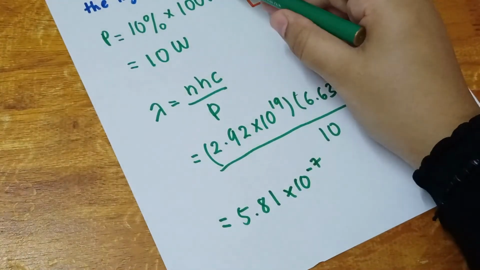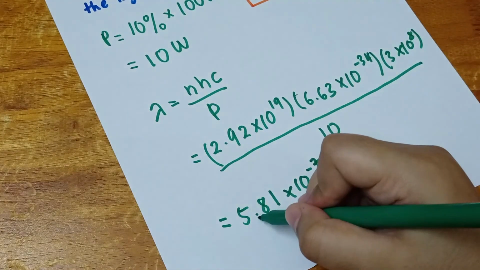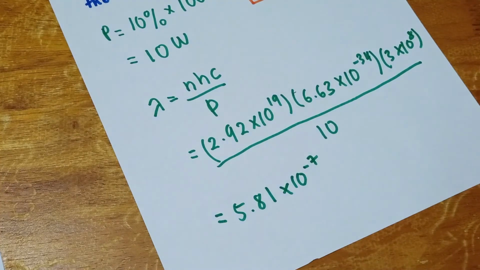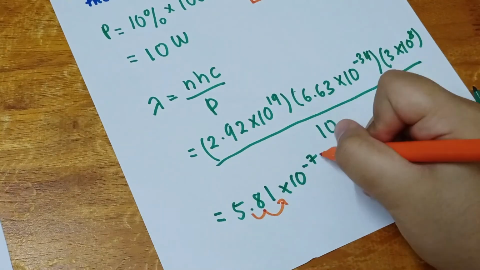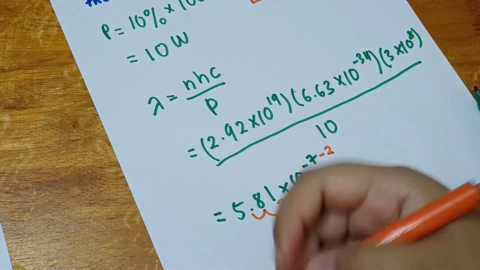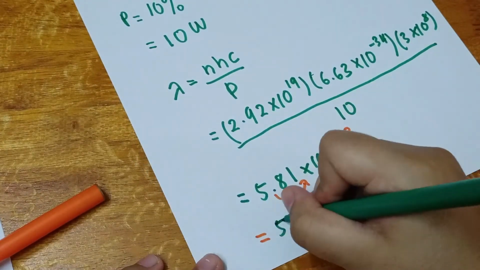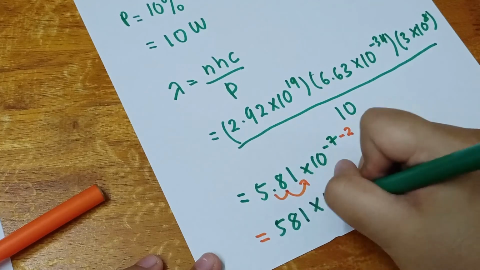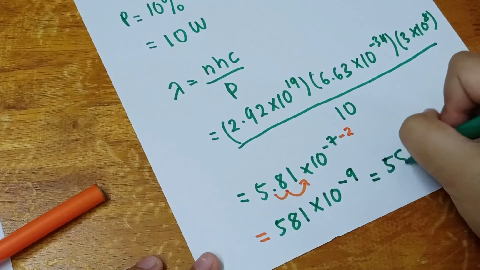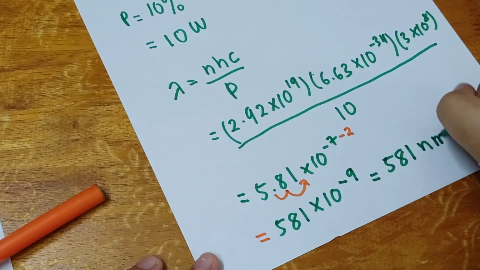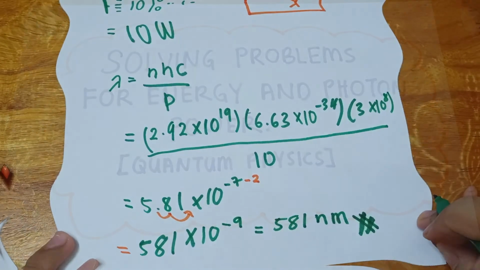But in the question, we need to find it in nanometer. So we move this decimal point 2 places to the right, and we have to subtract 2 from the exponent. So the real answer would be 581 exponent of negative 9, which is equal to 581 nanometer. So this is the answer for the last question.